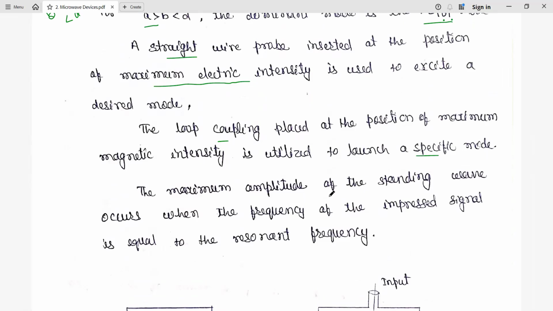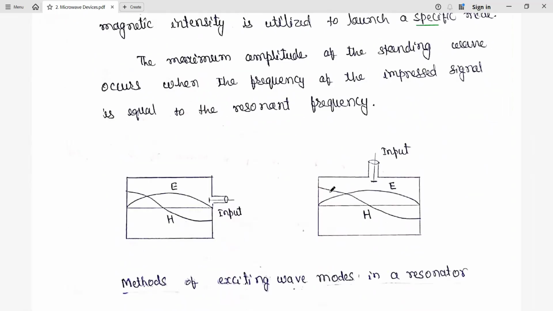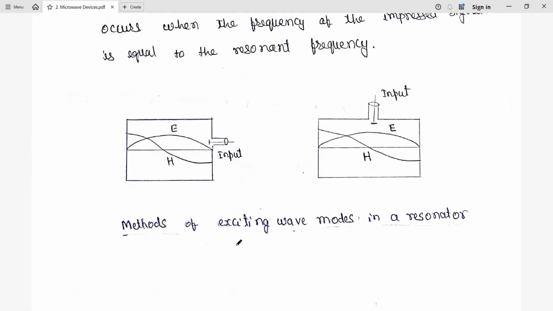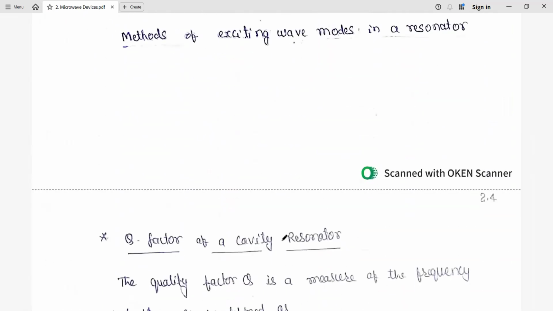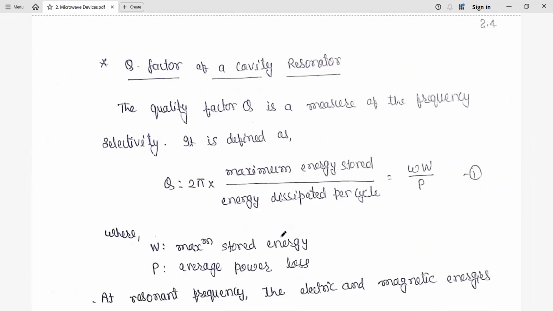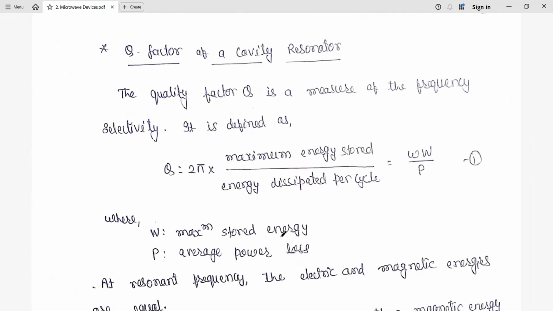We have already seen that the maximum amplitude of the standing wave is going to occur at the resonant frequency. So here you can see how excitation takes place to obtain the various modes, where we have maximum electric field and where we have maximum magnetic field. That was the discussion about our rectangular cavity.